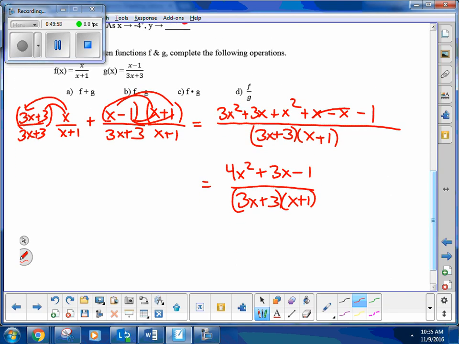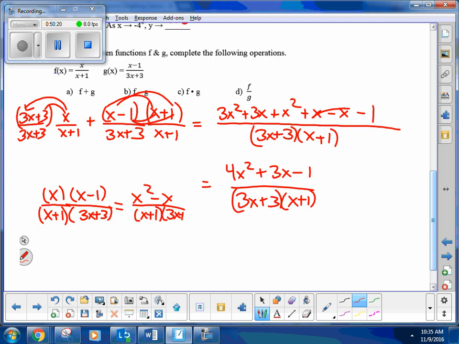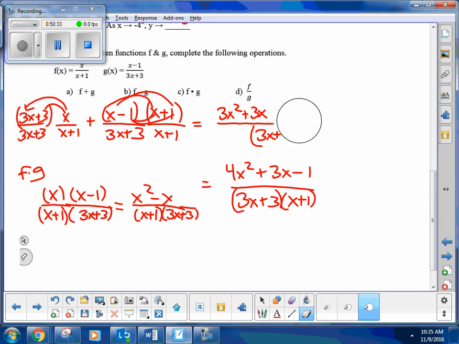Now subtracting is very similar, and so is multiplying, you're just going to multiply across. So subtracting is very similar to these steps. When you multiply, they're basically doing this. So the solution for this one would be x squared minus x over (x plus 1)(3x plus 3). That'll be the solution of this one. Now the only thing that's important to note, and this is for the multiply, the f times g. Probably the thing you need to know that's more important than multiplying is when you're dividing them.